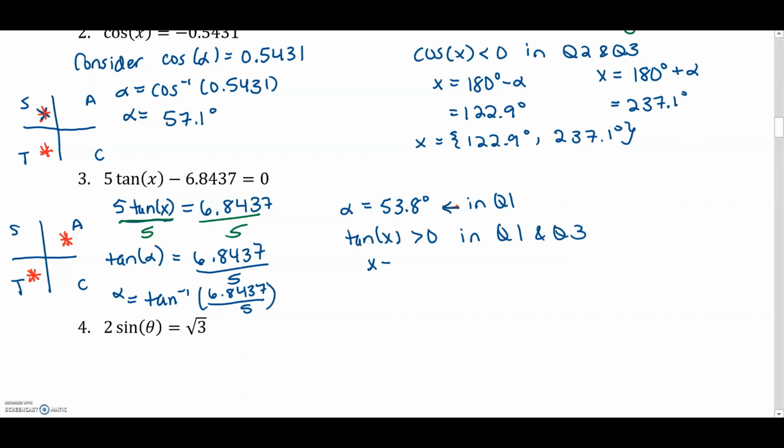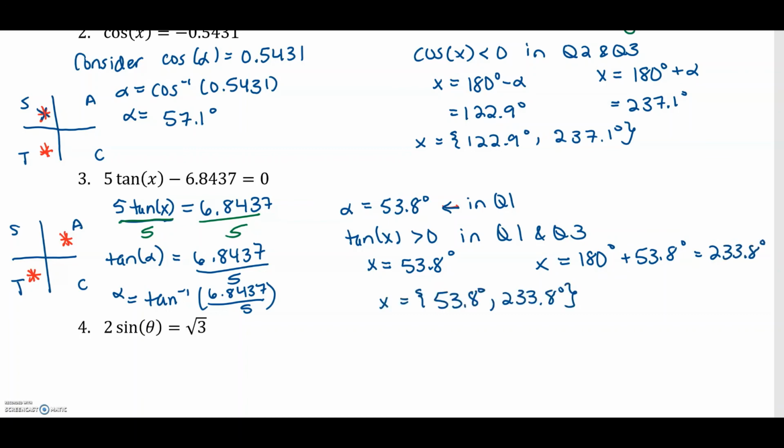Therefore, our angles work out to be x is equal to 53.8 degrees, and the other angle is 180 plus 53.8, or plus alpha, at 233.8. Don't forget to check these solutions by plugging them into the initial equation.